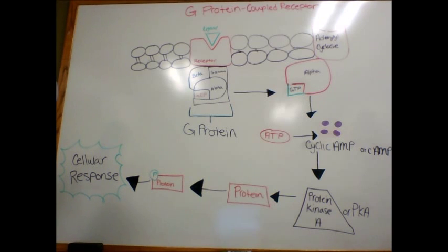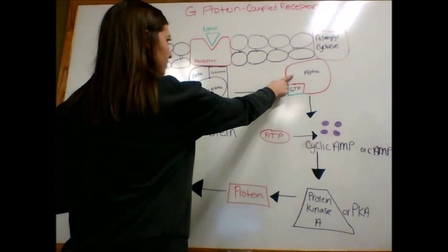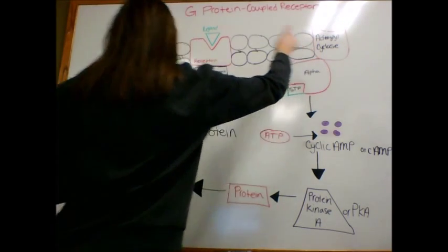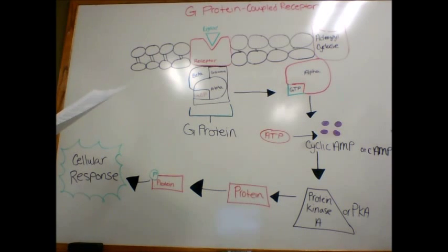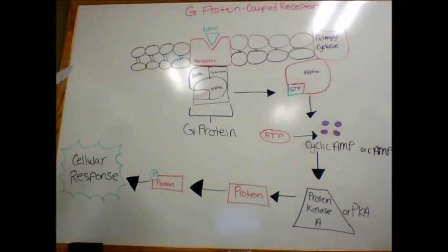Step 3. With GTP attached, the alpha subunit then detaches from the other subunits and binds to an enzyme called adenylyl cyclase. Step 4. Inside the plasma membrane, adenylyl cyclase then converts ATP, or adenosine triphosphate, into cAMP, or cyclic adenosine monophosphate, which then increases levels of cyclic AMP inside the cell.